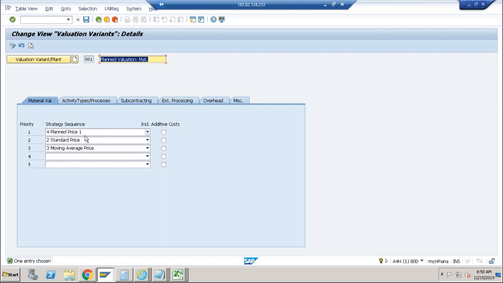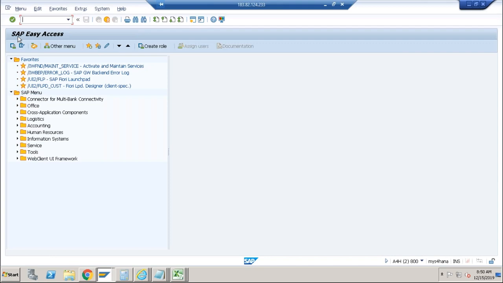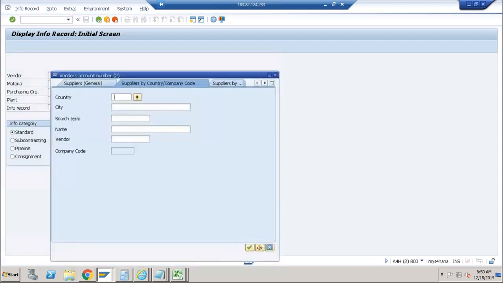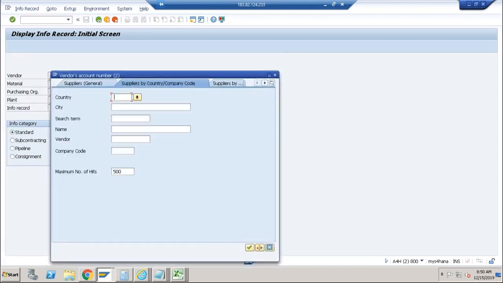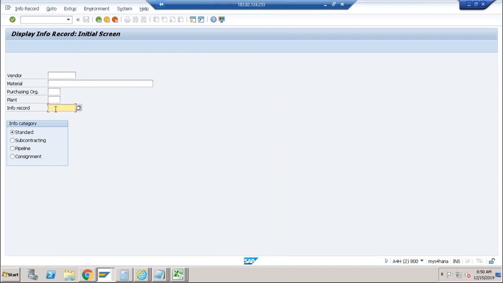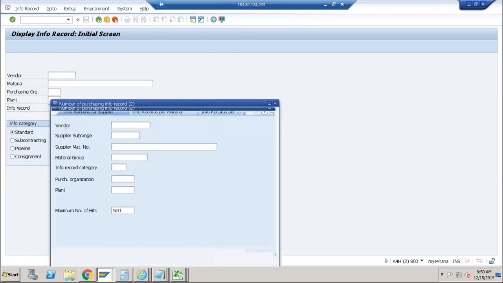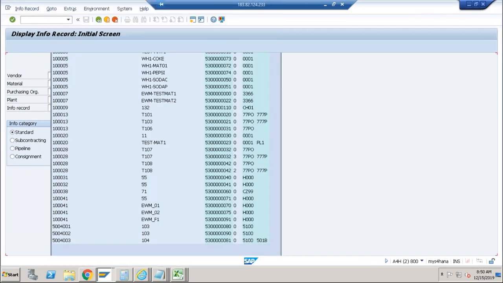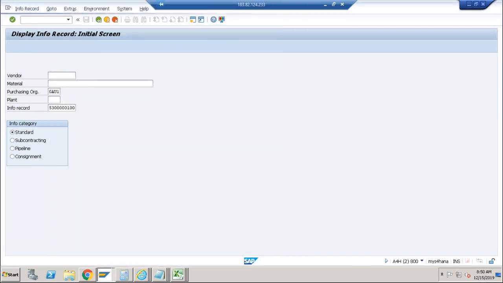Okay. So the plant price normally comes from the PIR, purchase info record. Let me show you what is PIR. If I go to ME11 or ME13, if there is anything already maintained, I have to select. Now I think it is very difficult to find in this way. Info record, F4. Let's see if there is anything. Yeah, we have some.